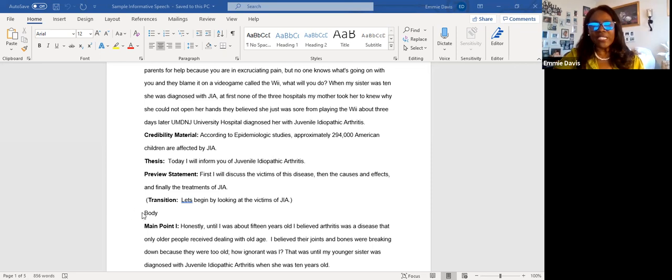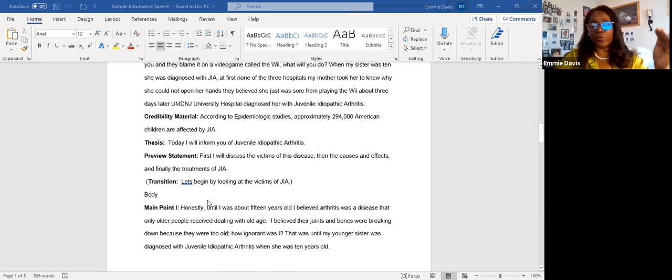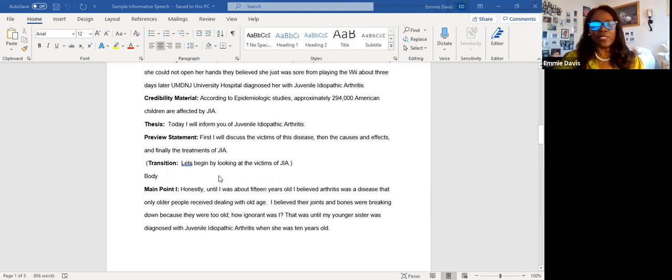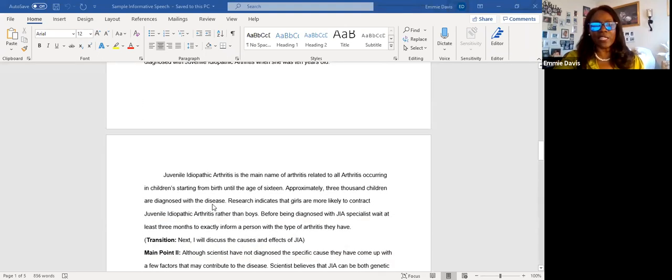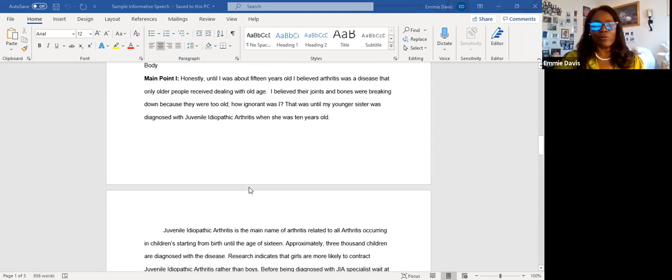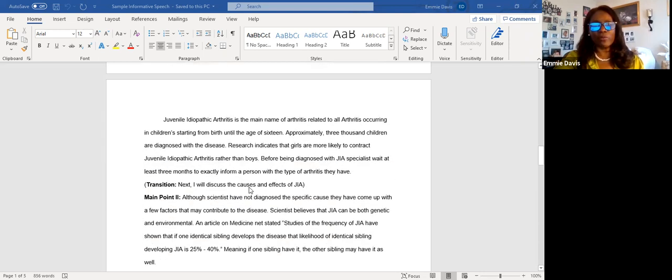Then the word body is placed there. Just like you wrote the word introduction, you'll write the word body, because an informative speech consists of 3 parts, just like the essay: the introduction, the body, and the conclusion. All right. Now let's begin by looking at the victims of JIA. She did body, main point 1. She wrote up information, indented, had a second paragraph of information. Remember, if you're in the honors section, you have to have those 2 paragraphs.